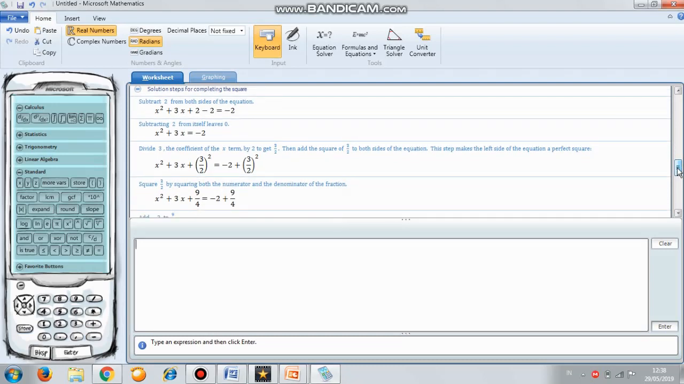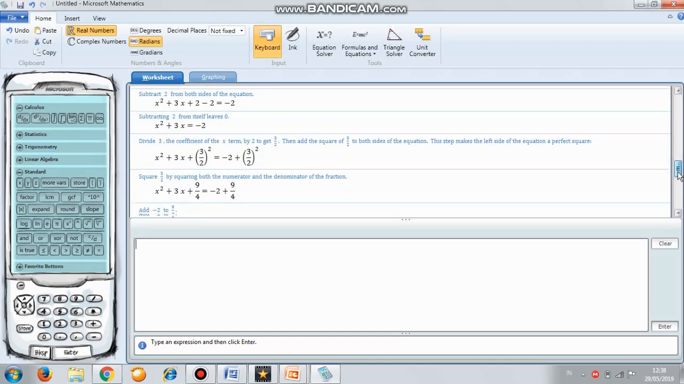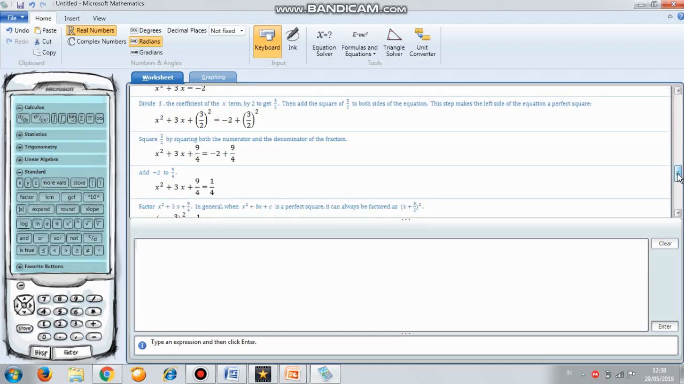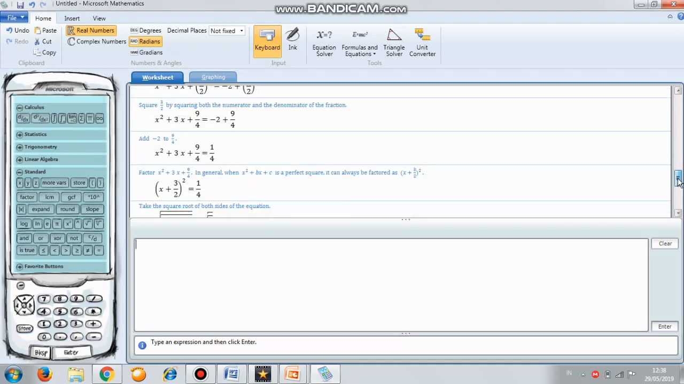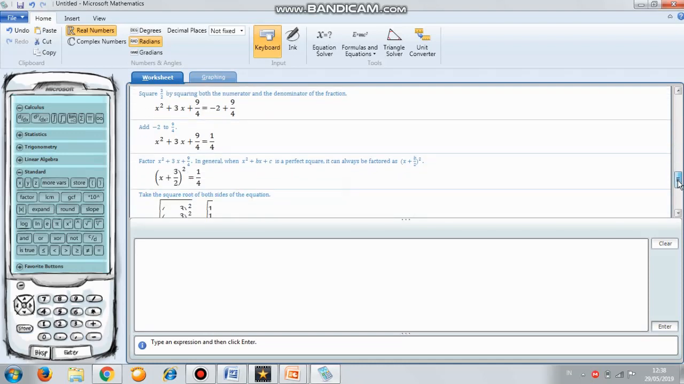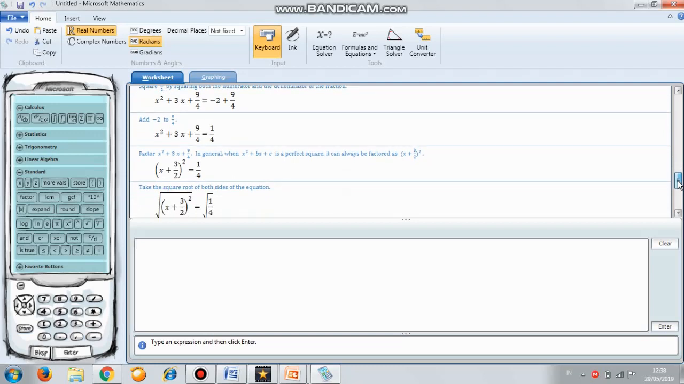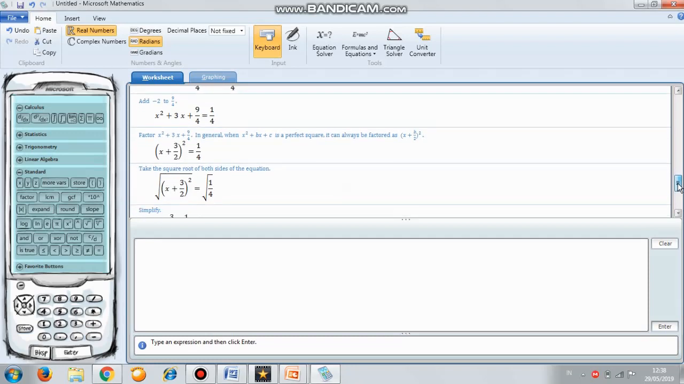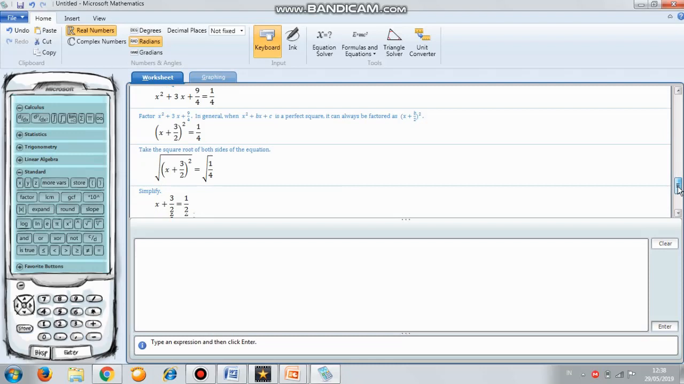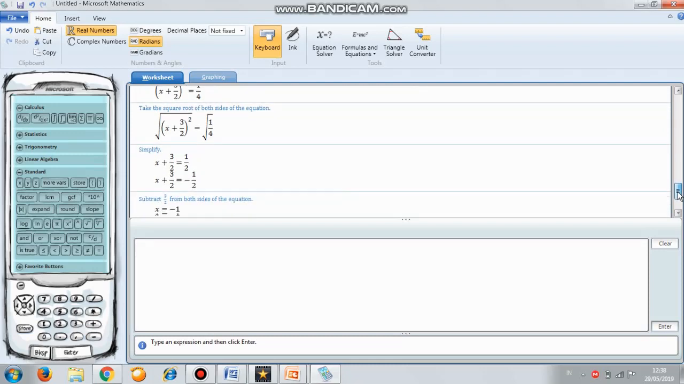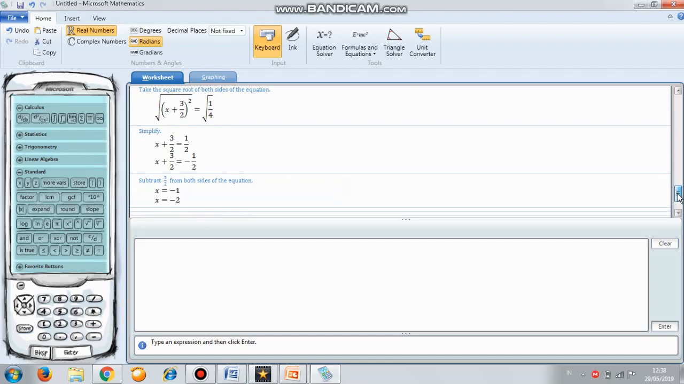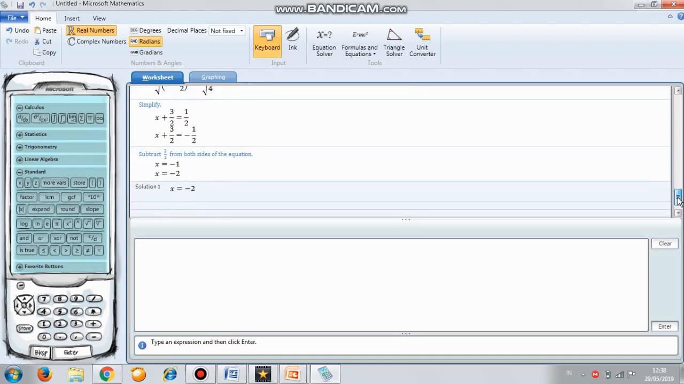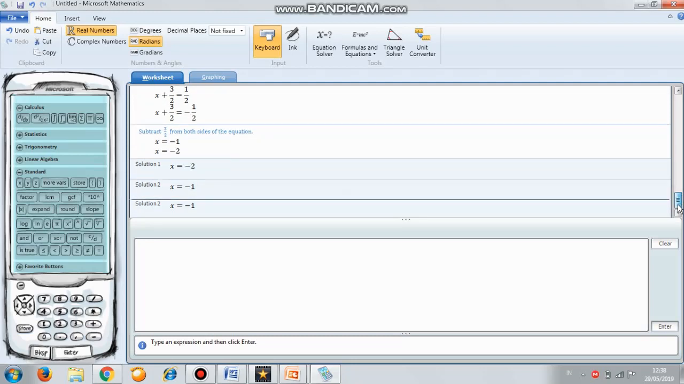Really, it makes our study of quadratic equations fun, and we can know the right answer of each quadratic equation and its solutions, not only one solution. So we can know step by step how to get solution 1 and solution 2 of the quadratic equation. Solution 1 is x equals minus 2 and solution 2 is x equals minus 1.